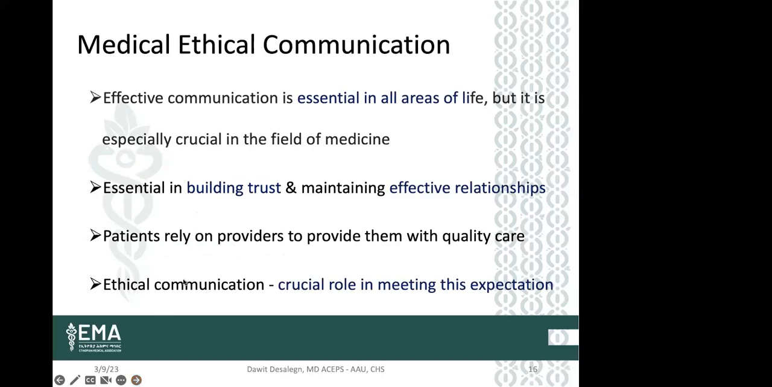And medical ethical communication is quite essential in all areas of life. As you know, you need to be a good communicator in all aspects of life, but it becomes quite crucial in the field of medicine because you are always dealing with humans and their emotions and different levels of understanding of the same problem. So that needs to be well communicated. So this ethical communication is quite essential.